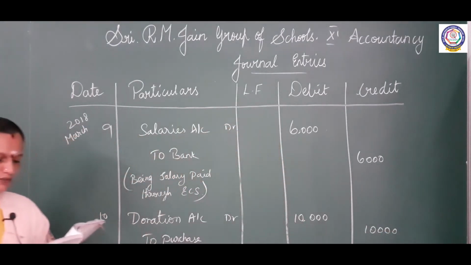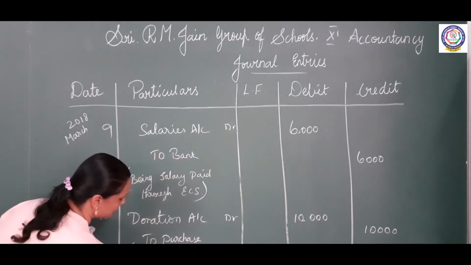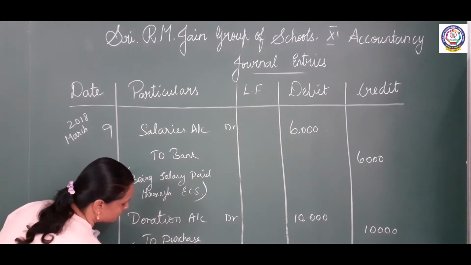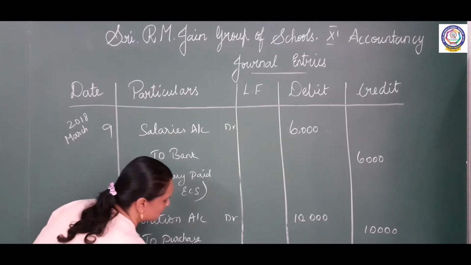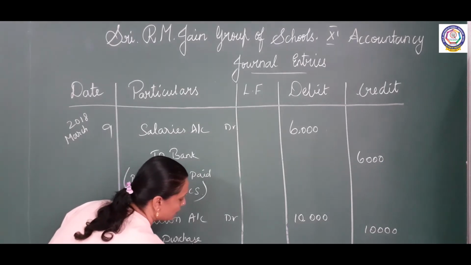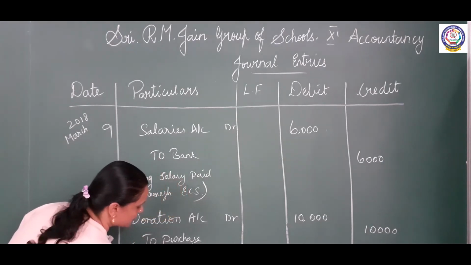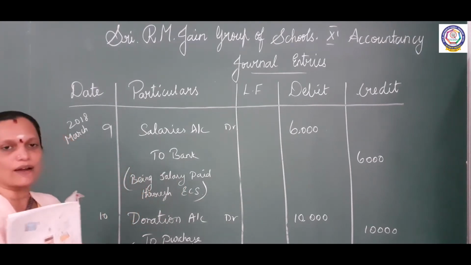Okay. So 10,000 rupees. Here you have to write cricket bats donated for trust. Okay, like that you have to write.